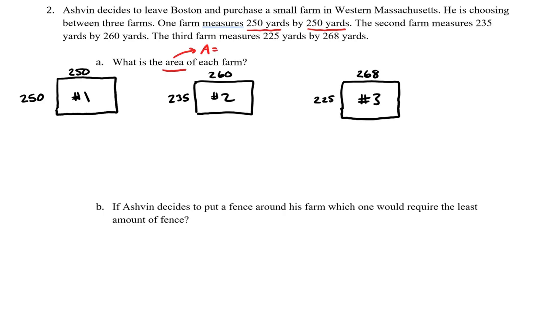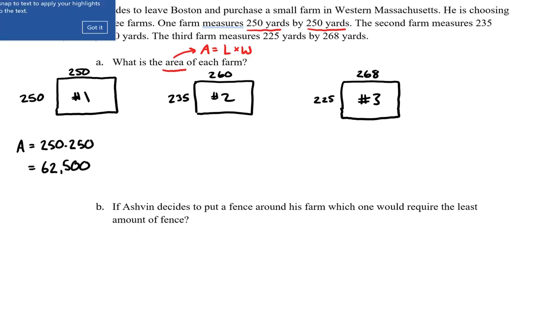Area is equal to length times width. It doesn't matter if it's a square or a rectangle. It looks like the first farm is a square and the other two are rectangles, but either way. So for farm number one, the area is equal to 250 times 250, which is 62,500. I did all my calculations ahead of time, so I didn't have to bring up the calculator in the video.